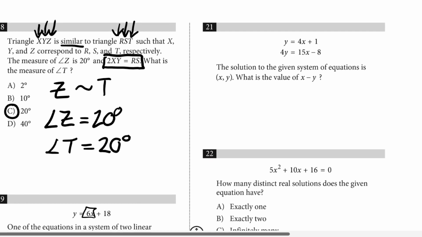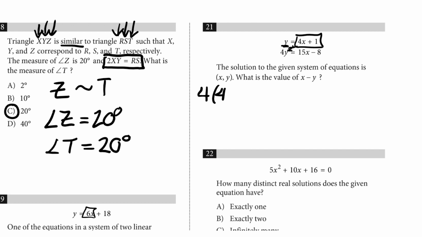Number 21. The solution of the given system of equations is (x, y). What is the value of x minus y? Since in the equation on top we already have y solved for, we're going to plug in what y is equal to for y in the other equation. If we plug that in, we're going to get 4 times, instead of y, 4x plus 1, and that's going to equal 15x minus 8.